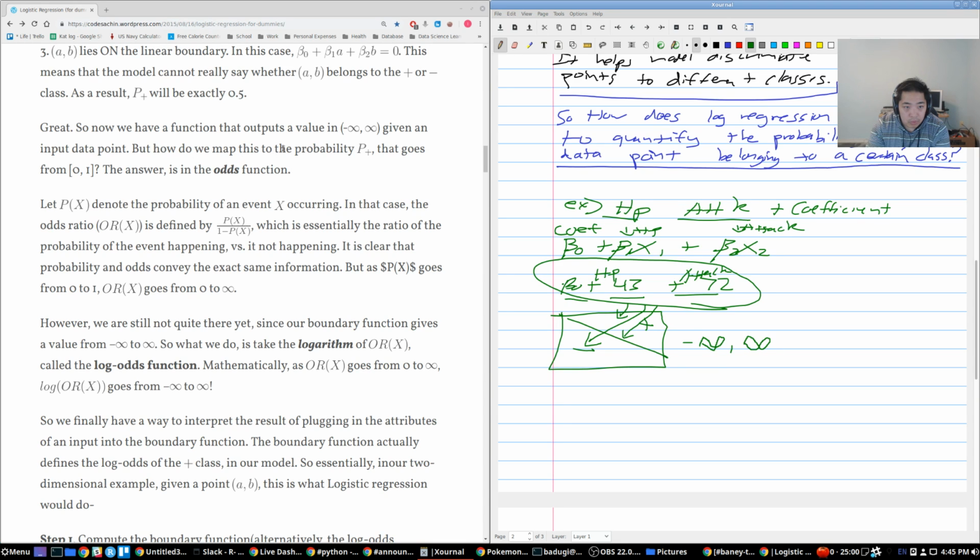But now we have to map this probability so that it goes from 0 to 1. How do we do that? It has to be 0 to 1. So now we have to use this thing called the odds function. The odds function is basically P of X over 1 minus P of X.